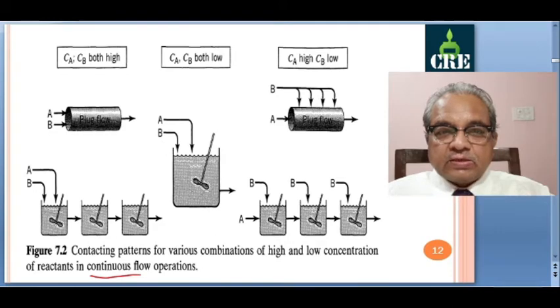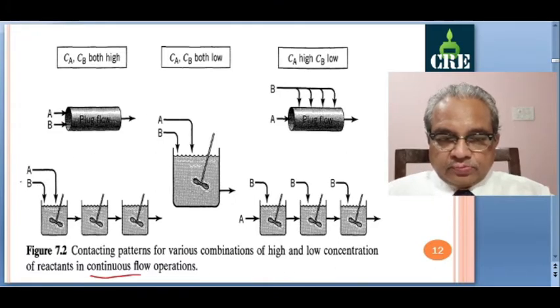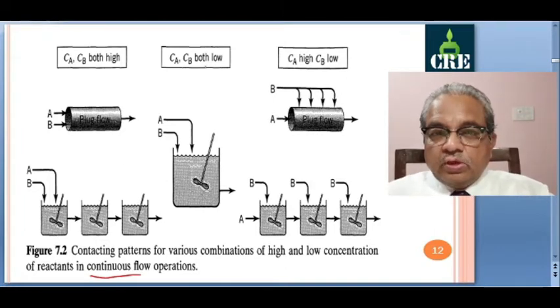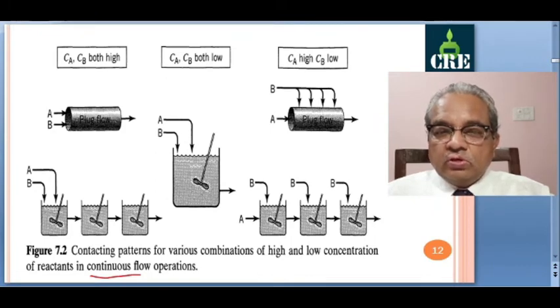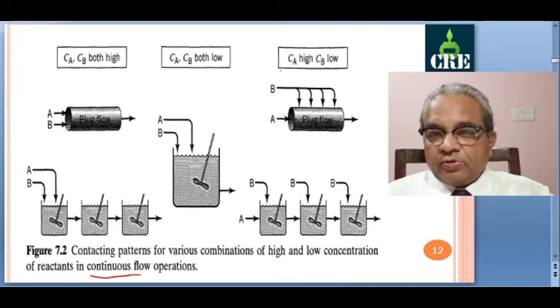So when Ca and Cb both are high, for plug flow you add them all at once, together. Here in mixed flow reactors, prefer a series of mixed flow reactors as compared to a single mixed flow reactor. So A and B you again add at once. If both Ca and Cb are low, then you use a single mixed flow reactor preferably. Plug flow is not preferred.